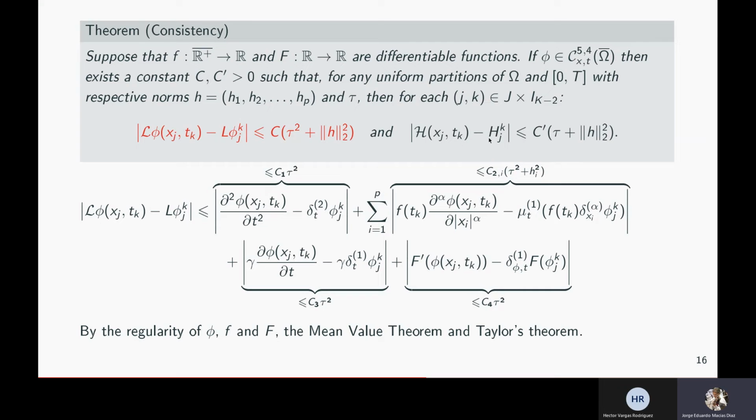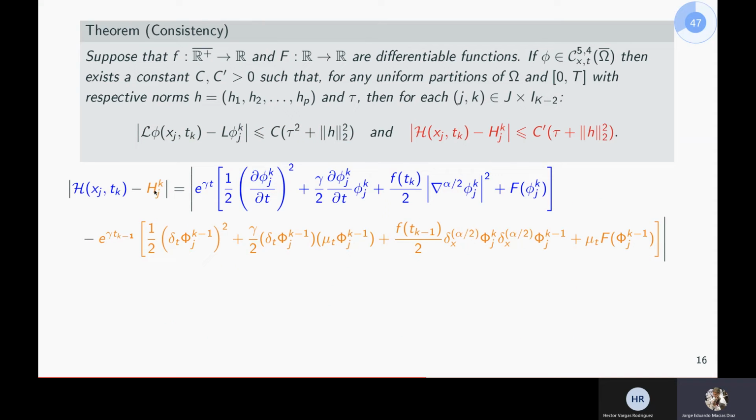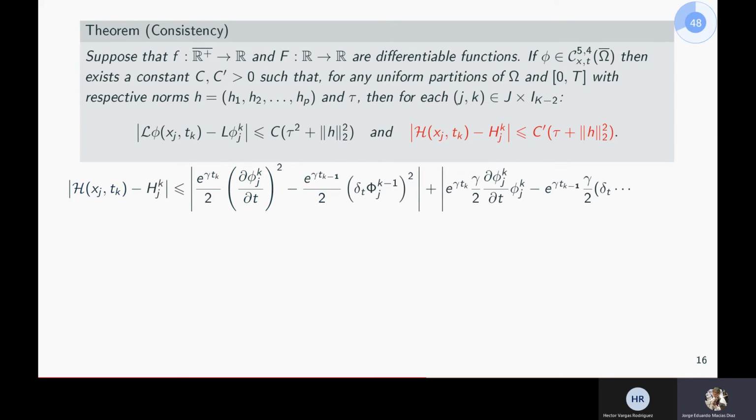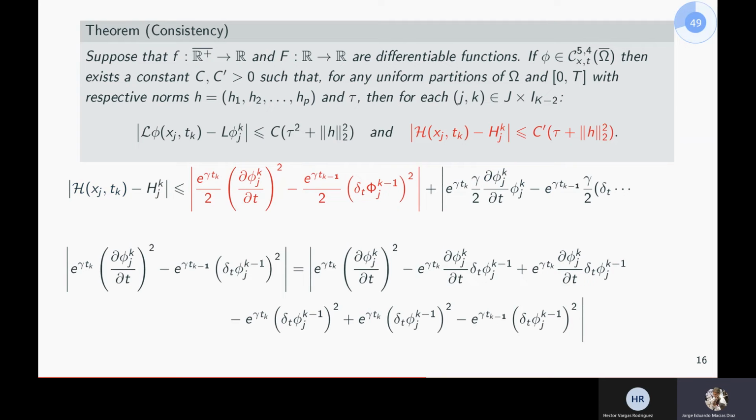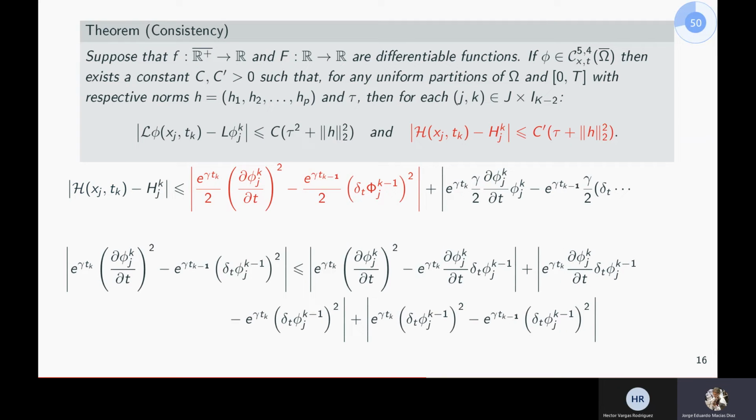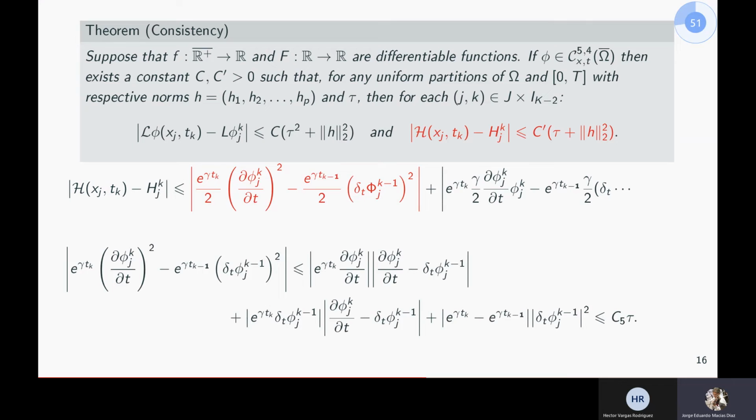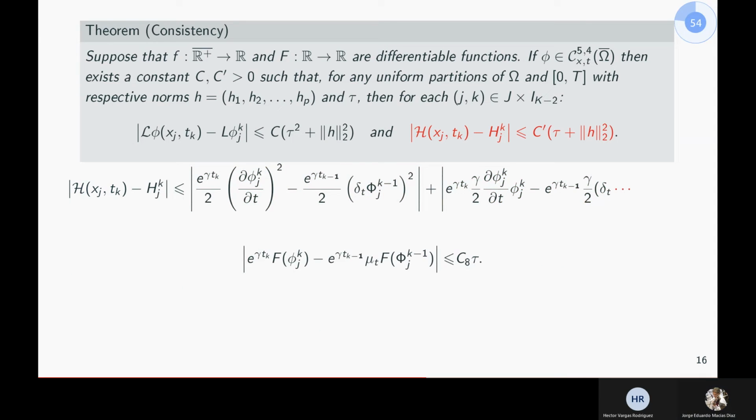A similar argument applies for this other inequality. For this other inequality, we also start off by taking the absolute value of the difference. We substitute, we use the triangle inequality, we bound terms, and finally we reach that inequality.